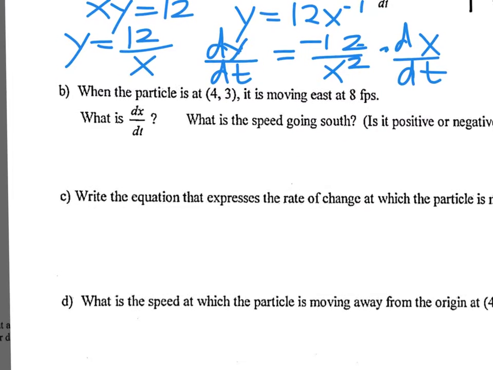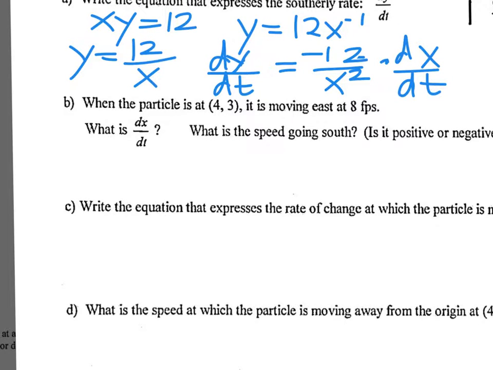All right. When the particle is at (4, 3), it is moving east at 8 feet per second. So what is dx/dt? Well, it just told us right here. dx/dt is a rate. x is in feet, the time is in seconds, so dx/dt would be 8 feet per second. That's the rate.